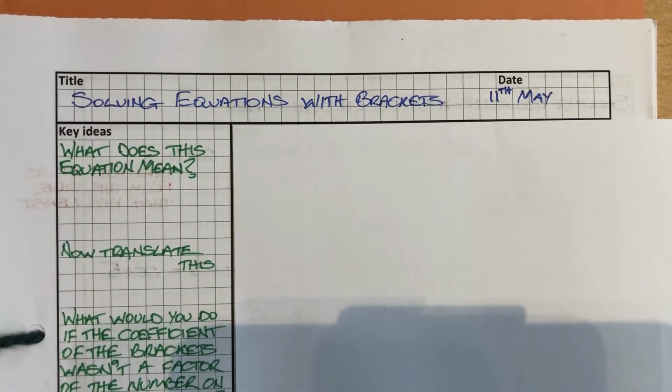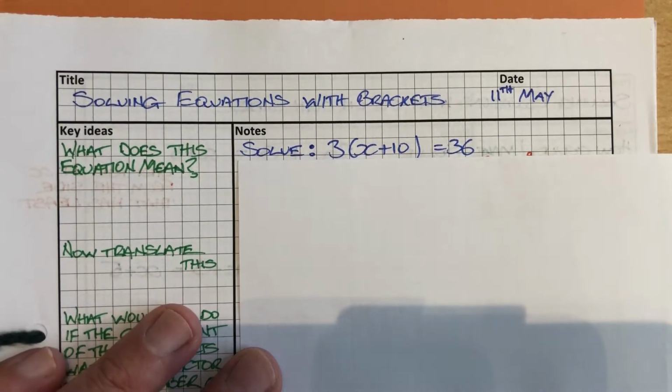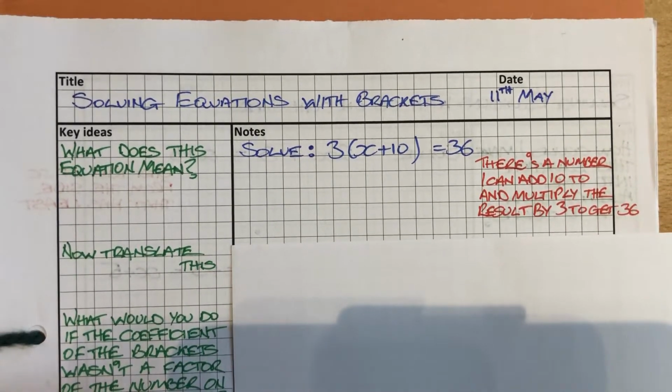Right, let's look at a more complicated equation, one that's got brackets in it, such as this one. What does this equation mean? Well, translating it into English, it says there's a number that when I add 10 to it and multiply the result by 3, I get 36. Of course, remember, we do what's in the brackets first.